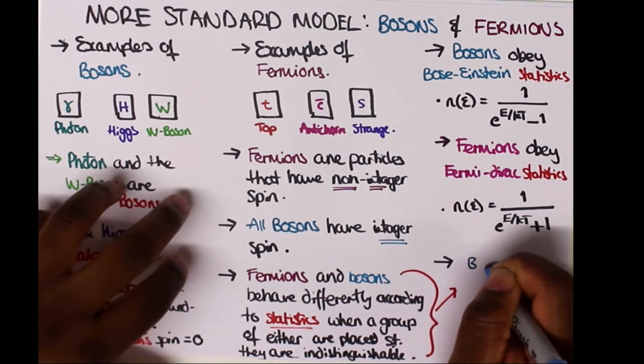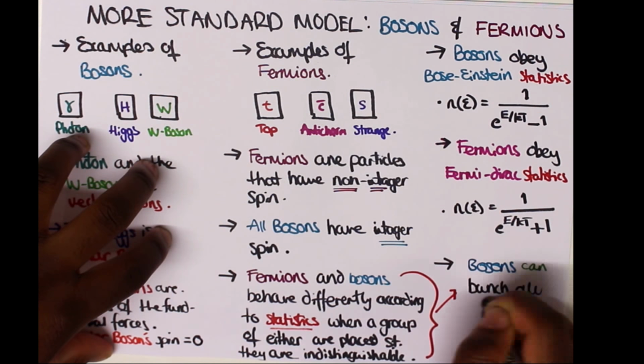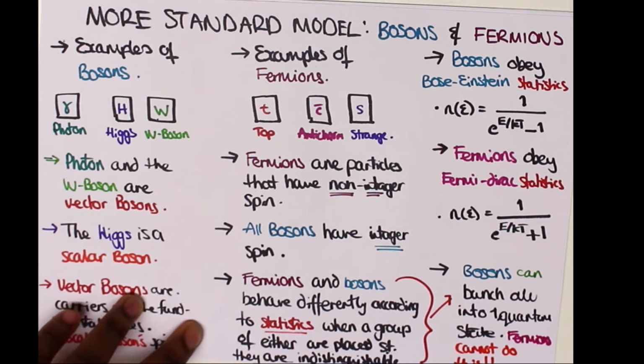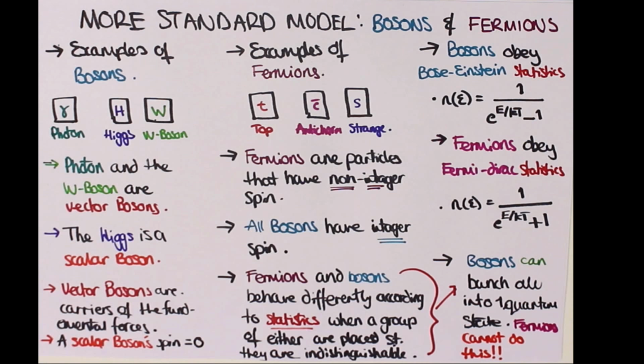A more qualitative difference between them is that bosons can all bunch into one quantum state, whilst fermions cannot. If you're familiar with electron orbitals in atoms, these orbitals are in fact a consequence of electrons being fermions.